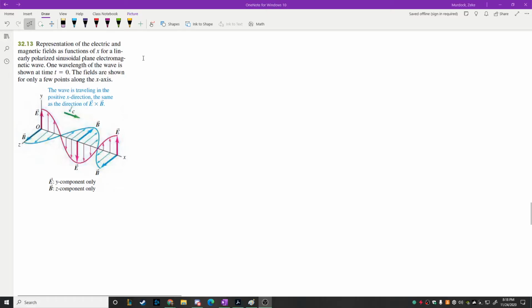We're going to now be talking about what are called sinusoidal electromagnetic waves. This is one solution to the wave equation that we just derived. Sinusoidal electromagnetic waves.